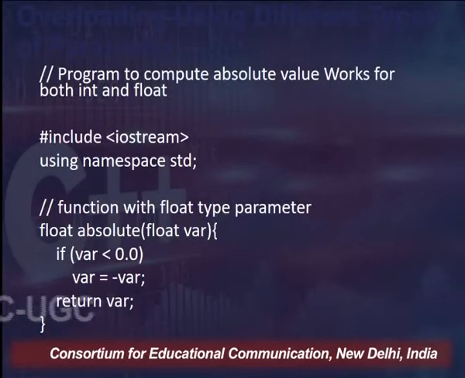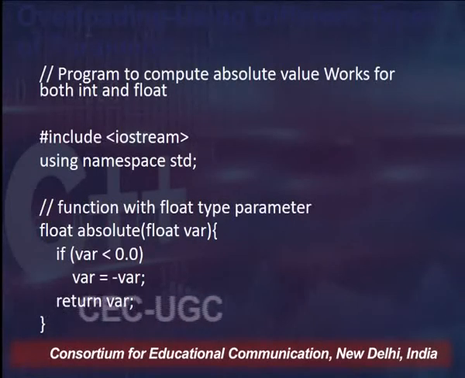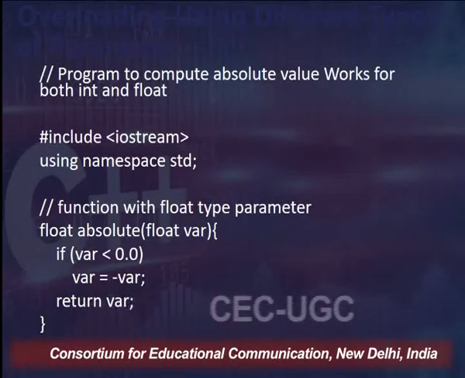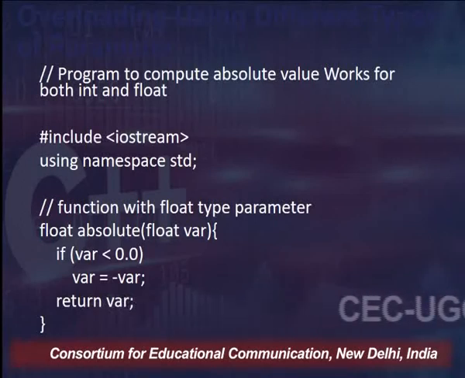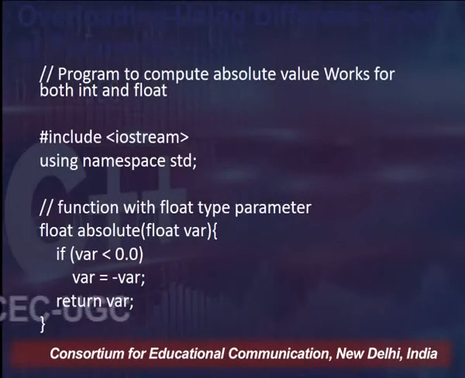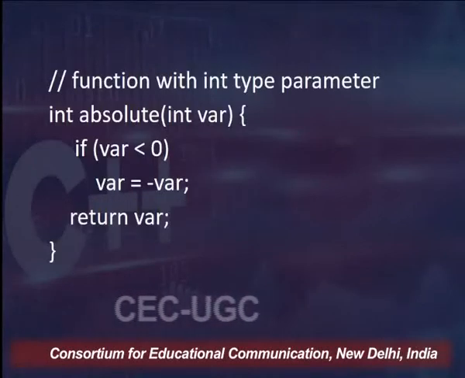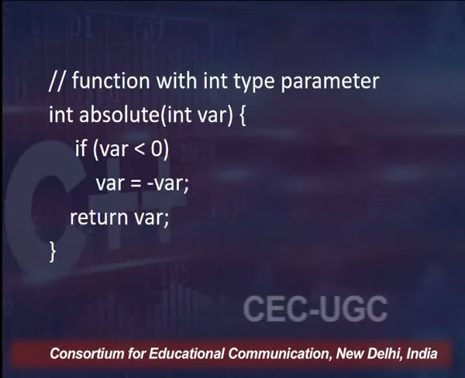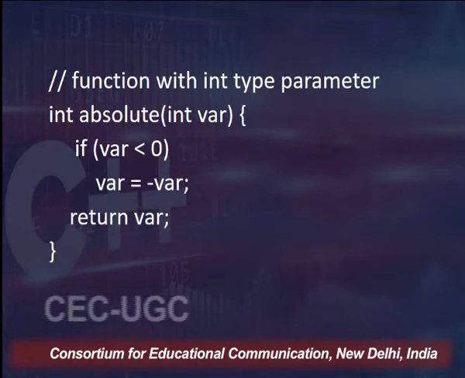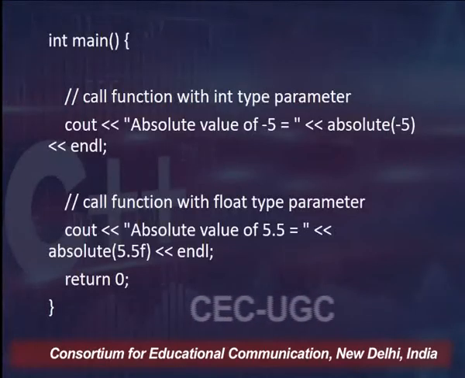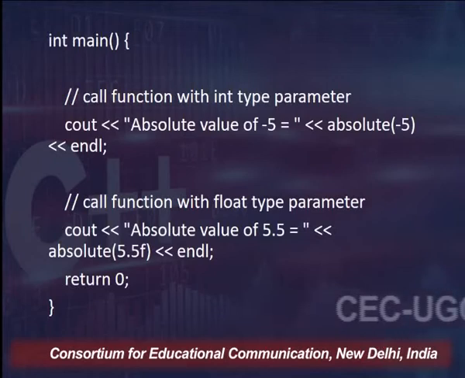The number of parameters is the same, but the type of parameter is different. Here one parameter of type float is being passed, and here one parameter of type integer is being passed. Now how are we going to use this overloaded function in our main program? It actually depends on the call. Let's see how it goes.